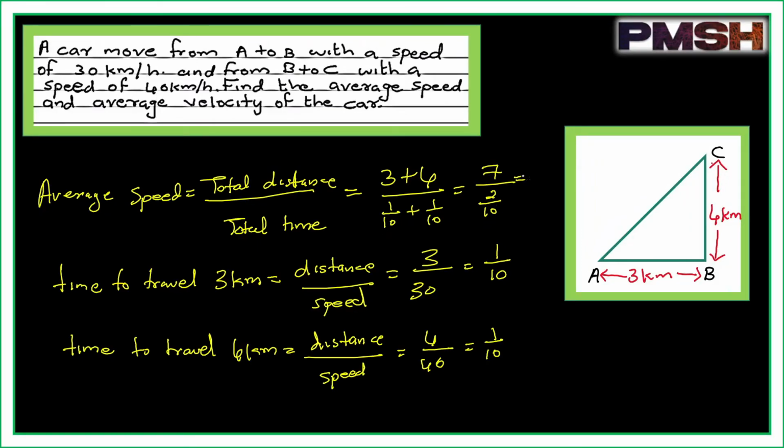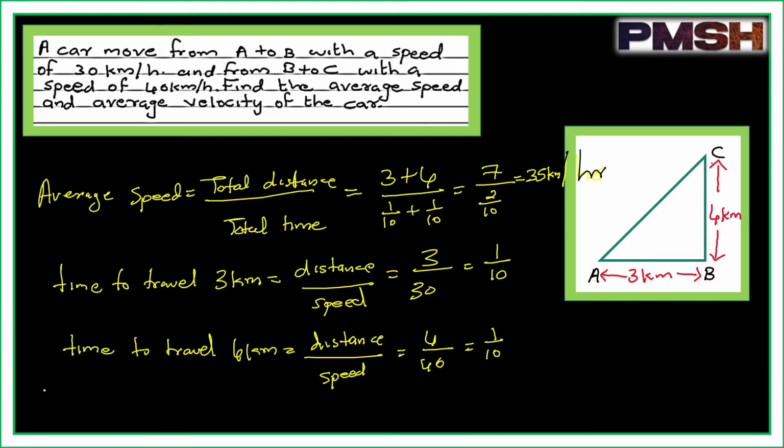So it is going to be 70 by 2, right? This 10 will go up. So 7 into 10 is 70. 70 divided by 2, that is 35. 35 kilometer per hour. Okay, 35 kilometer per hour.